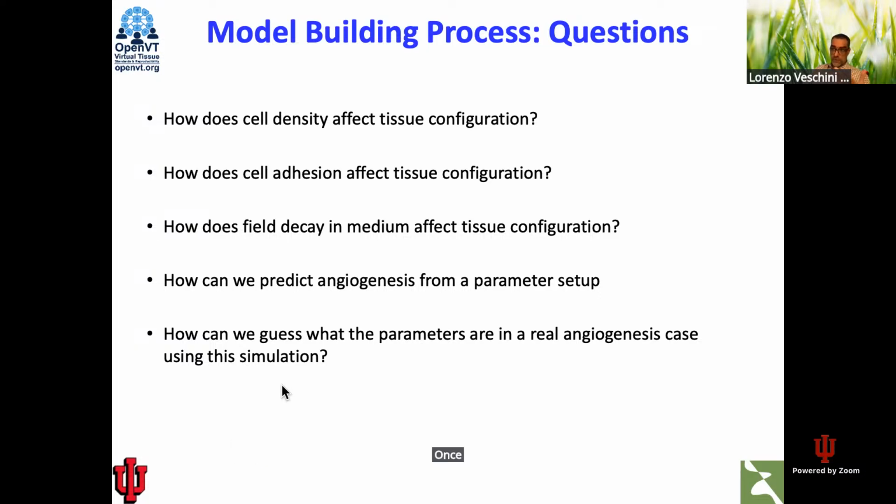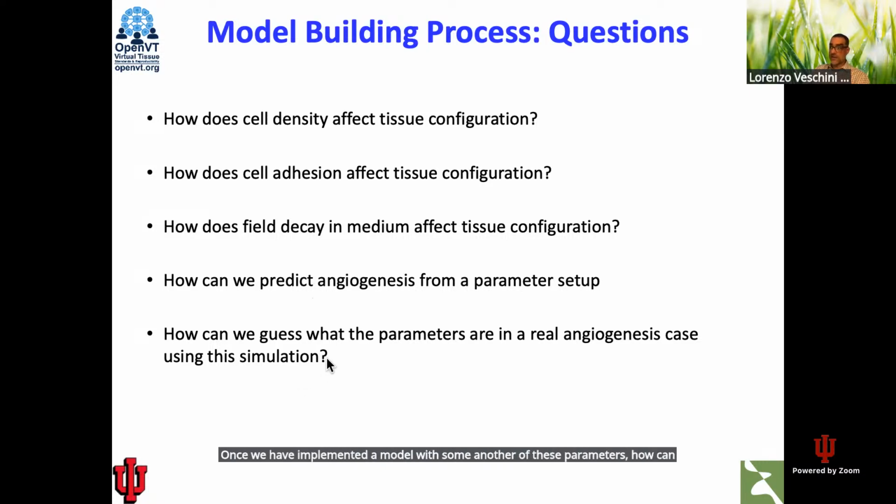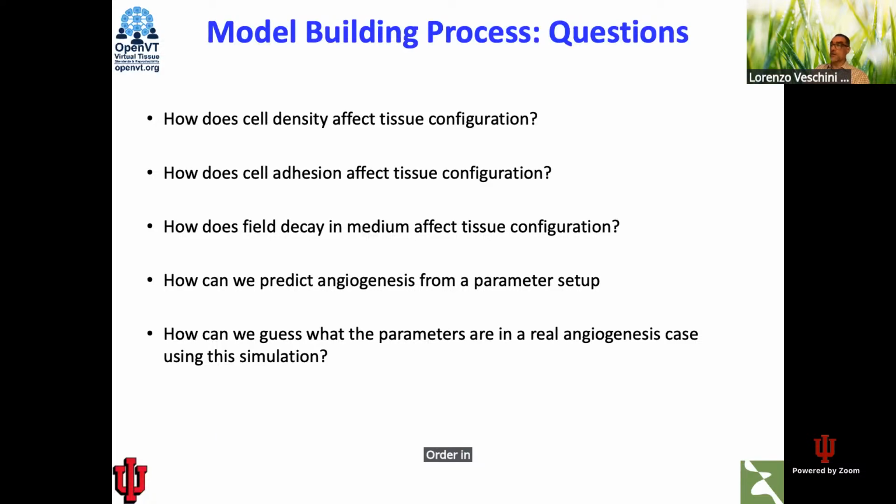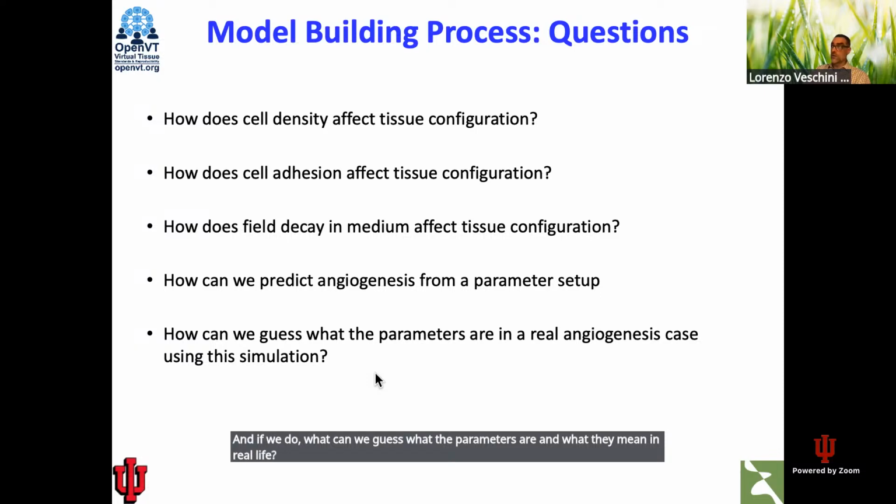Once we have implemented a model with a certain set of these parameters, how can we predict, in fact, angiogenesis, the one that happens in vivo or in vitro, from a certain parameter setup? And if we can, how can we guess what the parameters are and what they mean in real life? Okay.